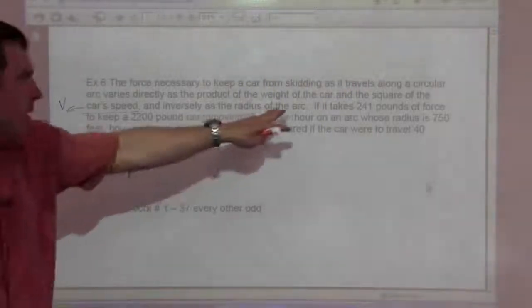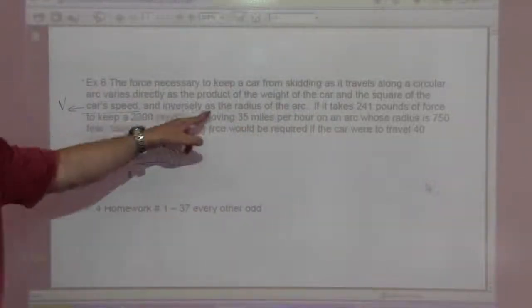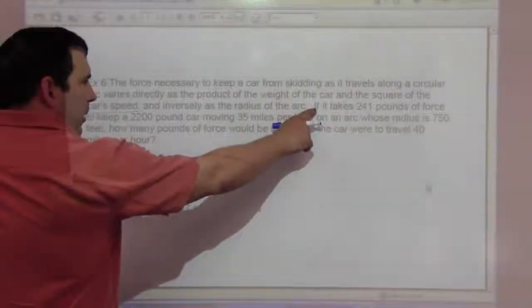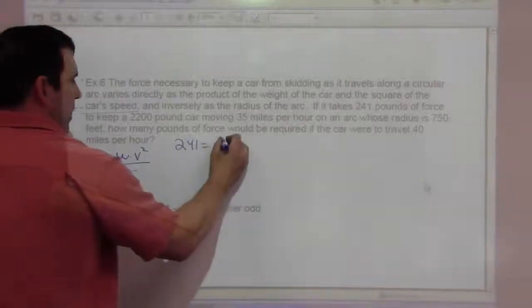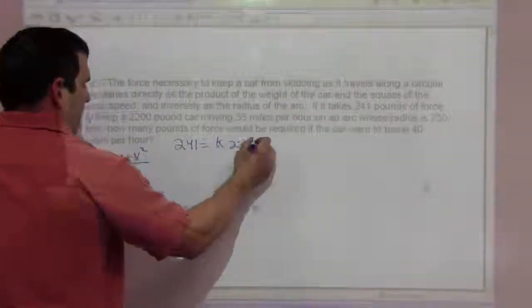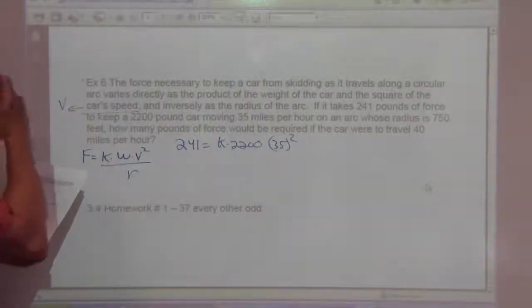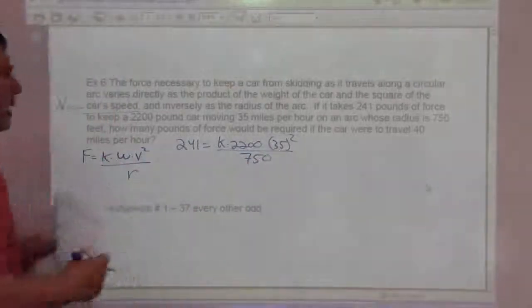Okay, now we have some specifics. If it takes 241 pounds of force to keep a 2,200 pound car moving 35 miles an hour on an arc whose radius is 750 feet, how many pounds of force would be required if the car were to travel 40 miles per hour? So we're going to go with 241 for the force equals k times 2,200 pound car times 35 miles per hour, so 35 squared, over 750 foot radius.